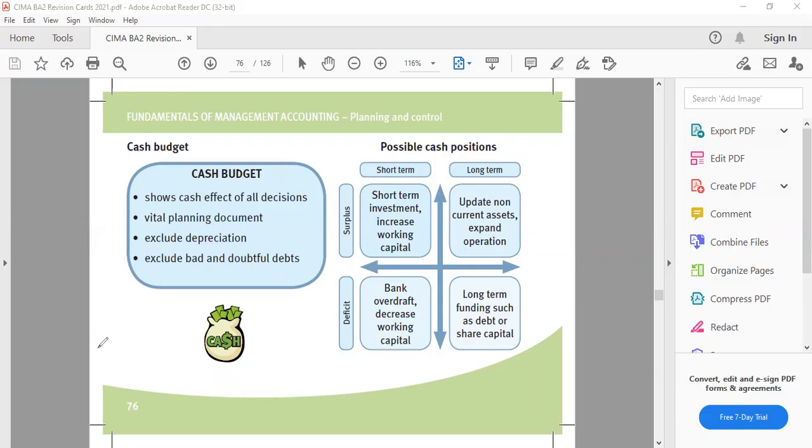I'll write it here. The cash receipts minus cash payments is called surplus or deficit. If receipts are more than payments, we call it surplus. If payments are more than receipts, we call it deficit. If there is a deficit, arrangements will be made, some borrowing will be taken up, and then they would meet this cash requirement.